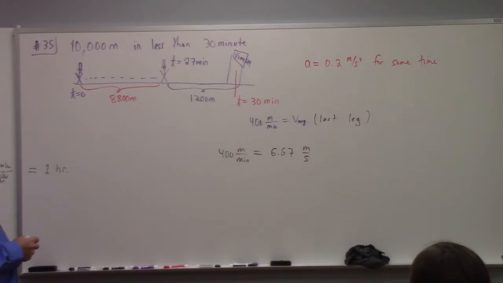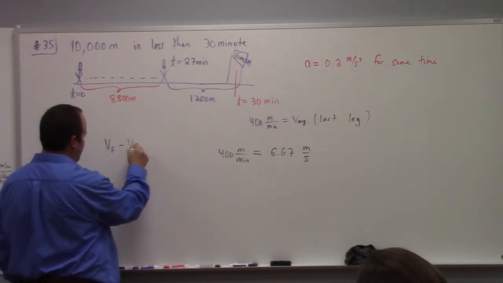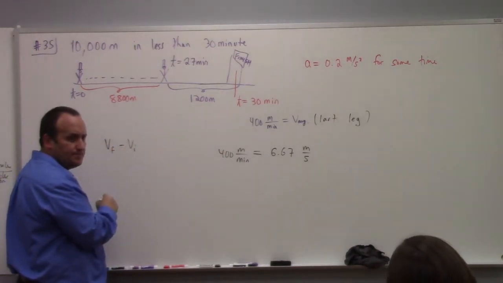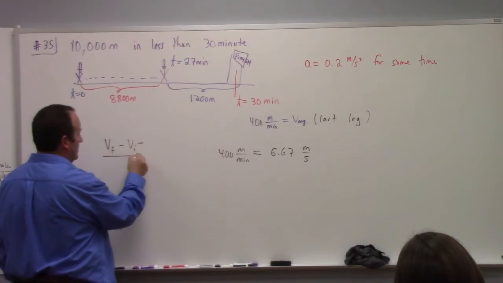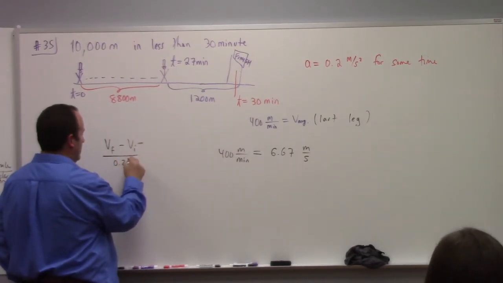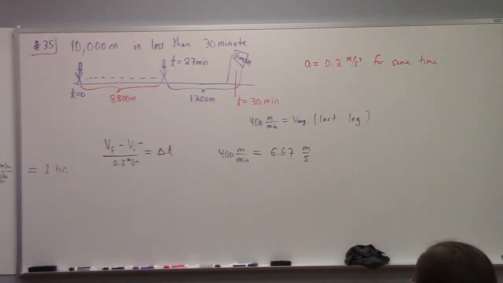Now, why are you subtracting the other one? Final, so you're saying VF minus VI is what? Divided by what? 6.67 minus the 5.43. And then dividing that by 0.2. The acceleration defines delta. Oh, okay, so this gives you... but what I don't understand is why would your final velocity be the average velocity of the last leg?